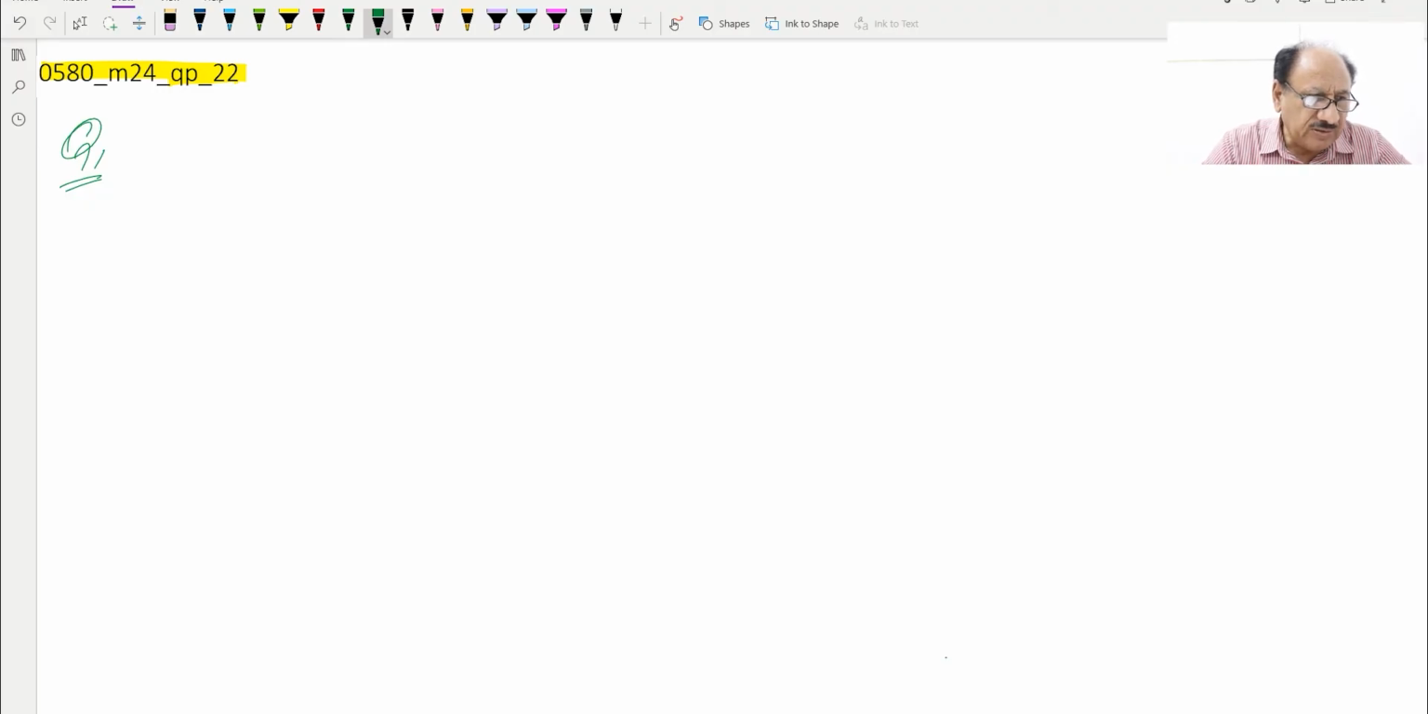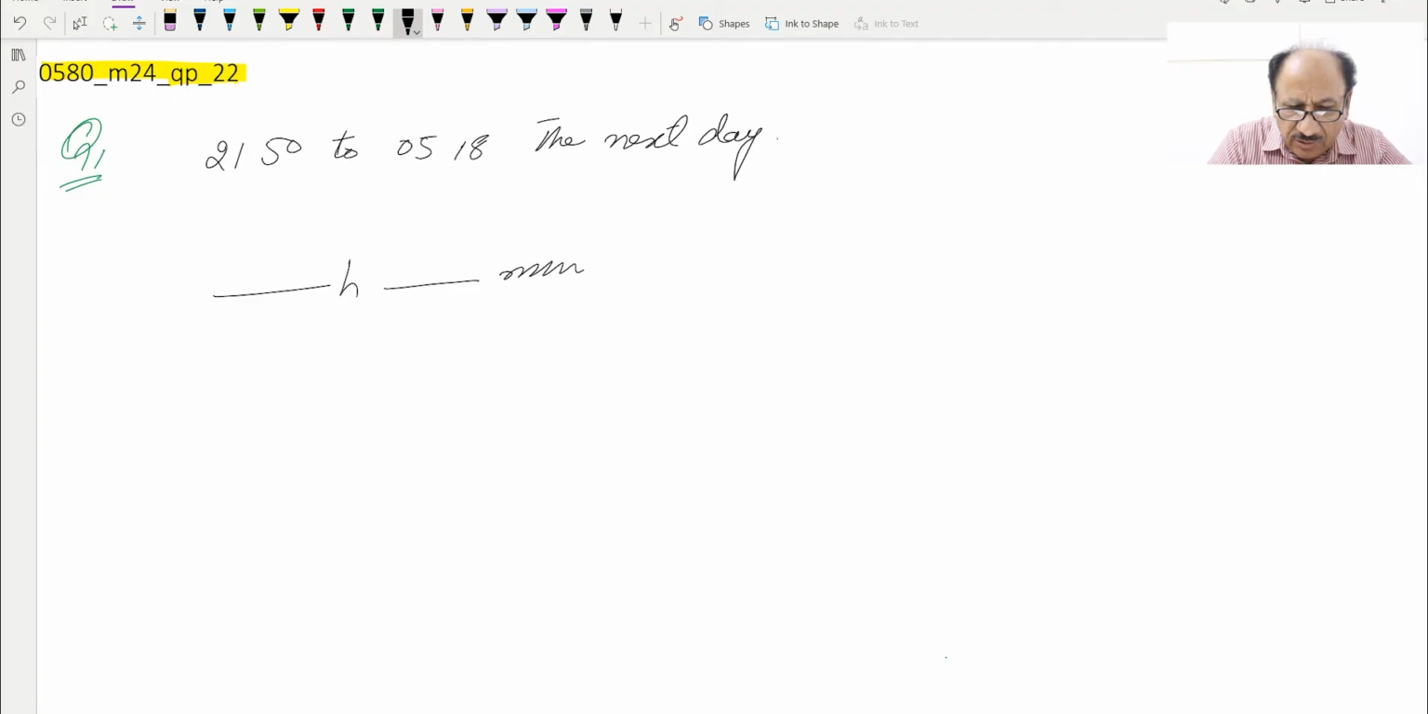The question says the night bus runs from 2150 to 0518, so 5:18 the next day. So the next day it reaches the destination. So this is the travel time. Work out the number of hours and minutes. So we have to give the answer in number of hours and minutes.